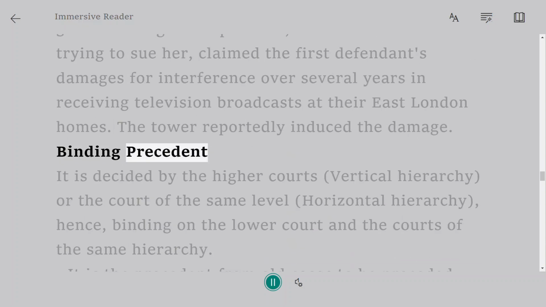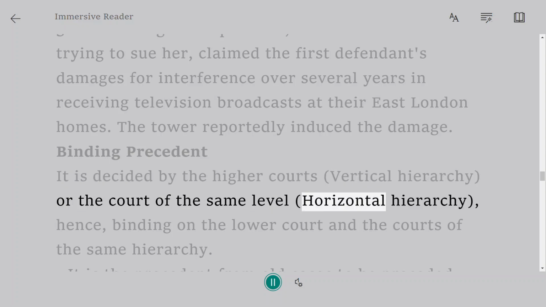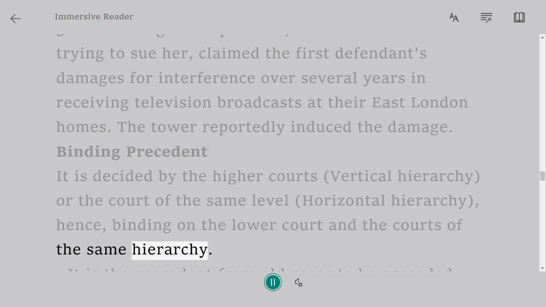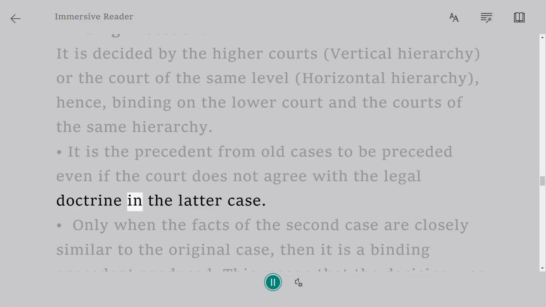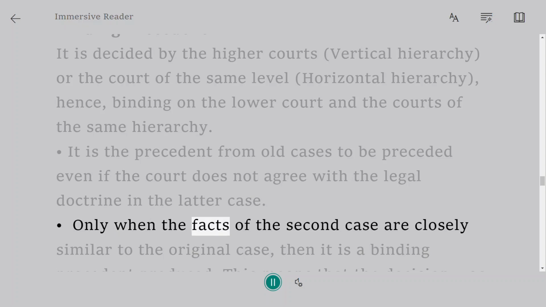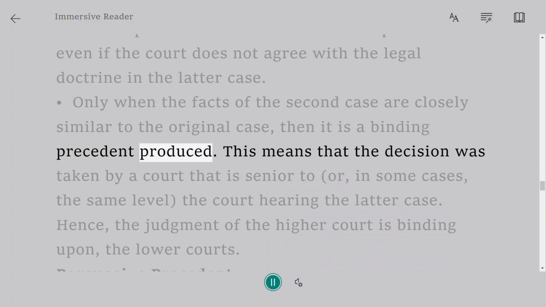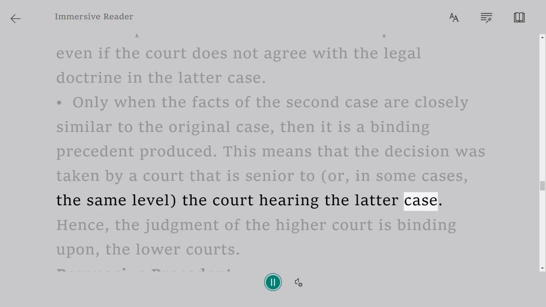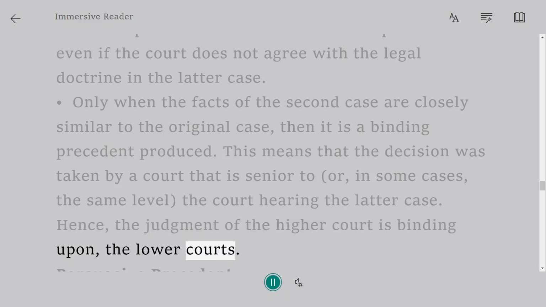Binding precedent is decided by the higher courts, the vertical hierarchy, or a court of the same level, the horizontal hierarchy, and is hence binding on the lower courts and the courts of the same hierarchy. It is a precedent from old cases that must be followed even if the court does not agree with the legal doctrine in the earlier case. Only when the facts of the second case are closely similar to the original case is it a binding precedent. This means that the decision was taken by a court that is senior to, or in some cases the same level as, the court hearing the later case. Hence, the judgment of the higher court is binding upon the lower courts.